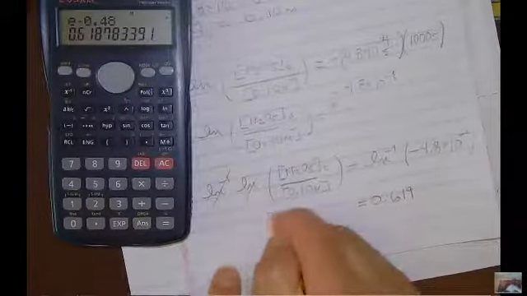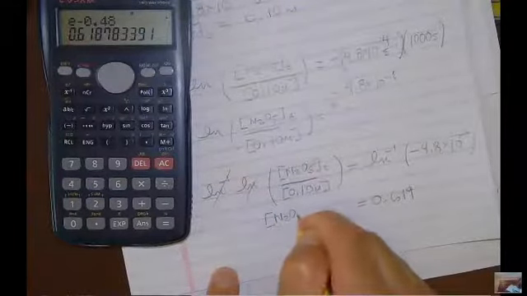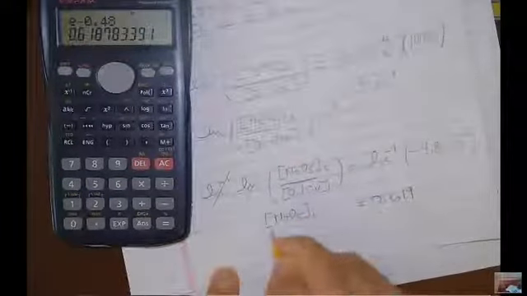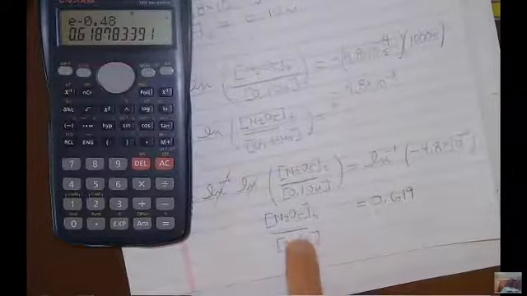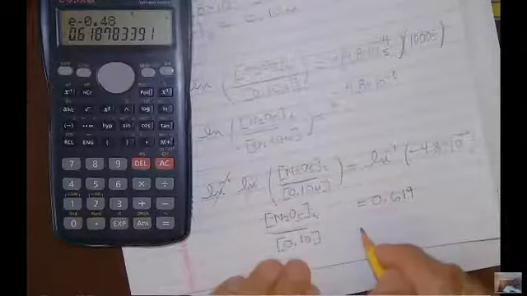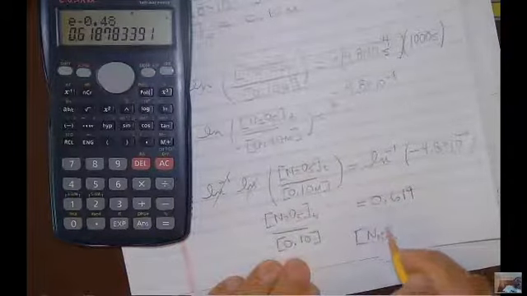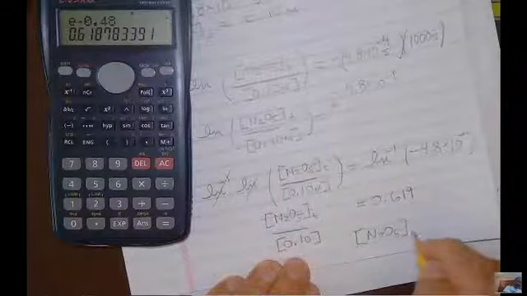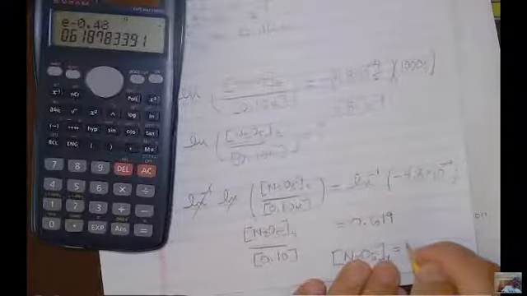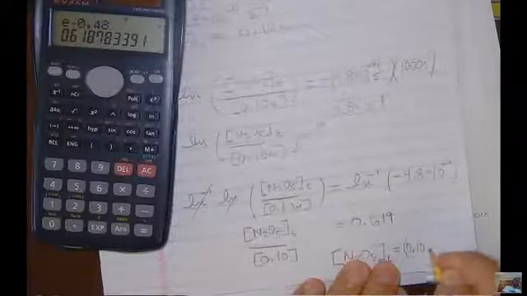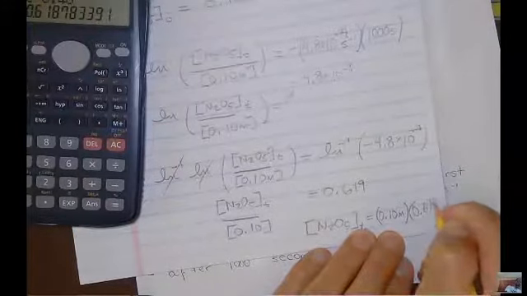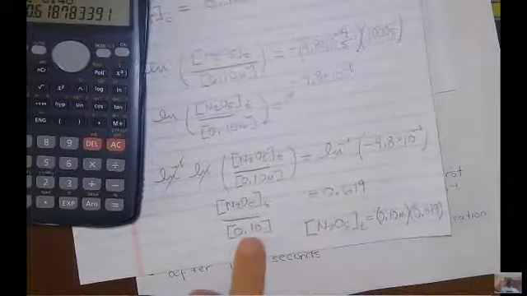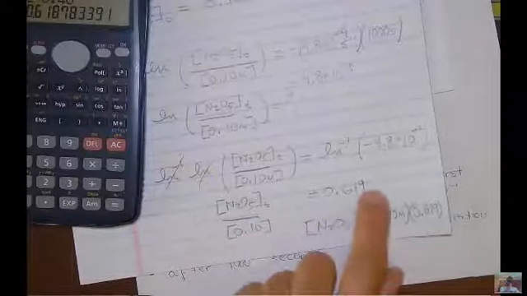This and this canceled out. So the N2O5 at time t over 0.1. And then the last step is just cross multiply. N2O5 at 1,000 seconds is going to be just 0.1 molar times 0.619. So this could be any unit of concentration because this has no units.